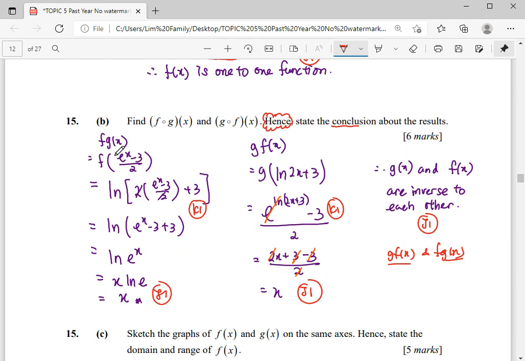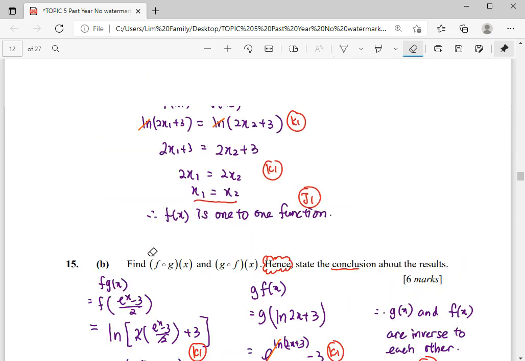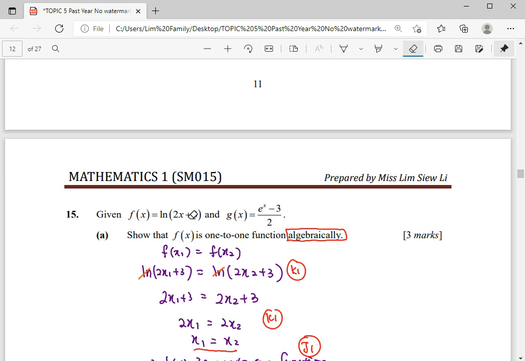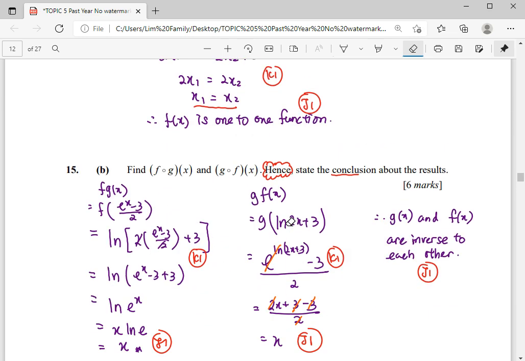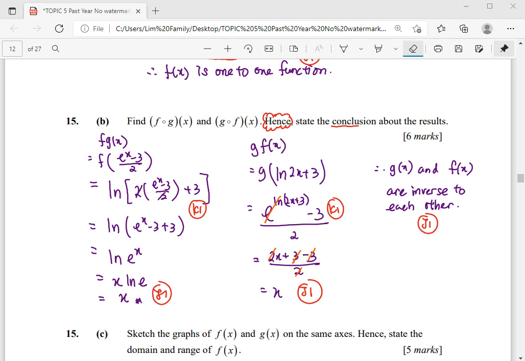When they composite together, we get x. So you don't misunderstand this. If you write g(f(x)) and f(g(x)) are inverse to each other, that is definitely wrong. It's not the composite that is inverse to itself. It is the individual functions that are inverse to each other, and after we do the composite, they give the result x.